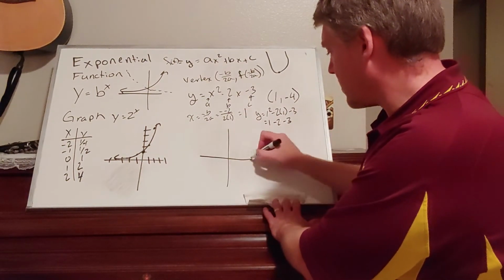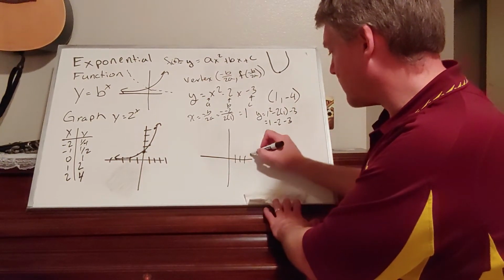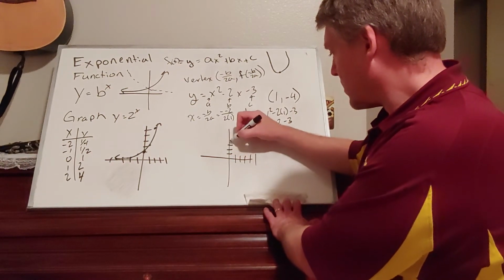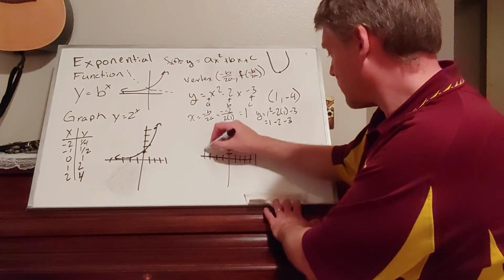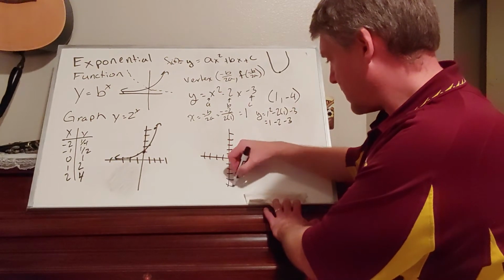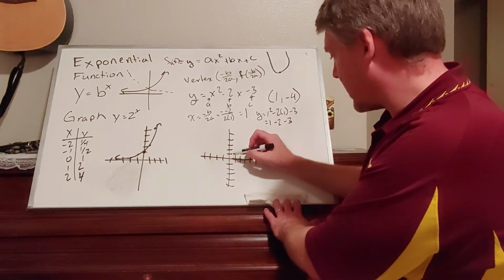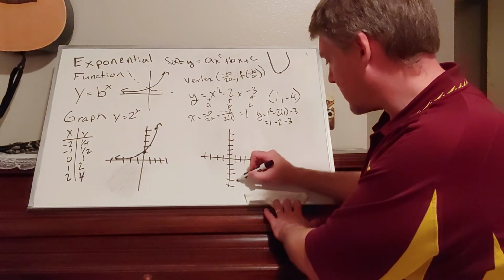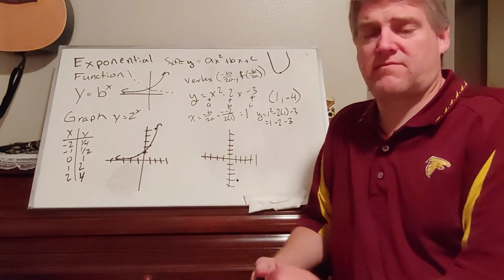So now if I come here and I graph, I'm going to plot 1, negative 4. So 1, negative 4. There's my vertex.